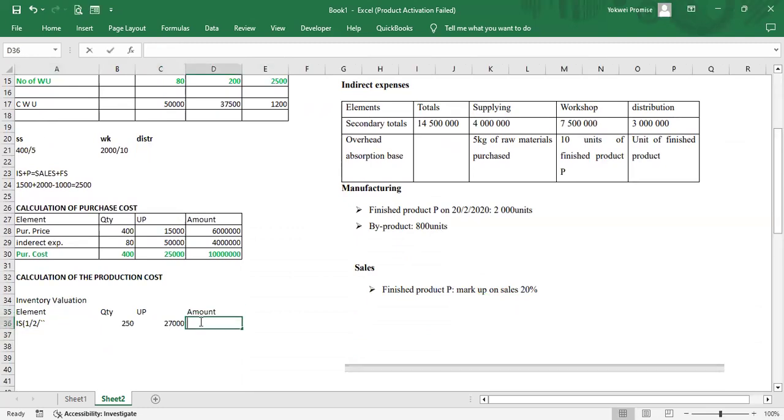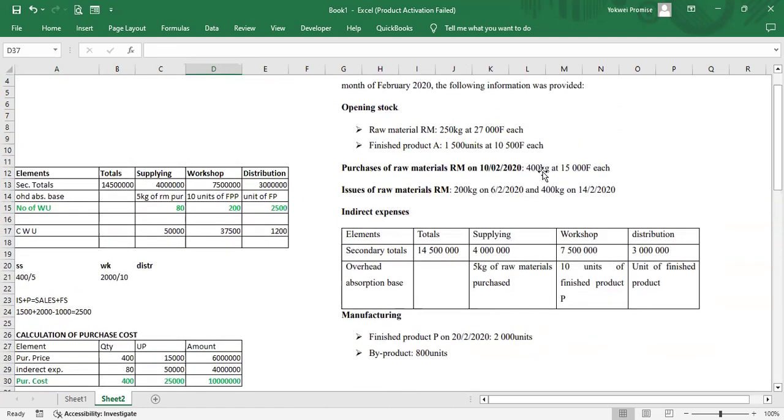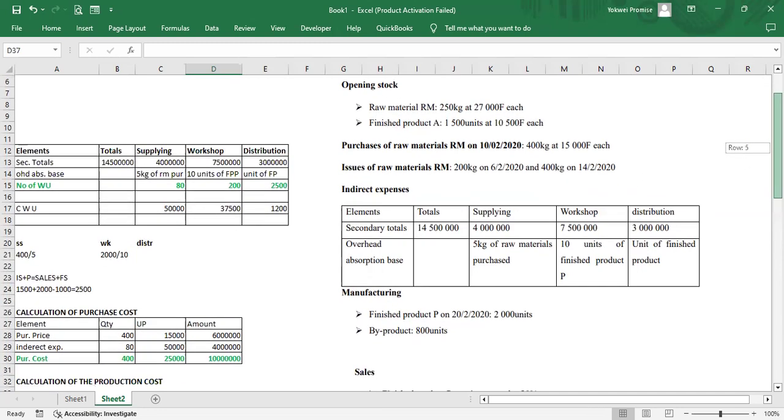The amount will be calculated here so that we do this faster before this closes. We have 6,750,000. The next thing that follows is the purchases of raw material on the 10th. But if you look down, you see issues. The consumption of raw materials took place first on the 6th of February, before the purchase on the 10th, and then on the 14th there was another consumption. I always emphasize, take note of the date. So we are going to consume before we purchase.